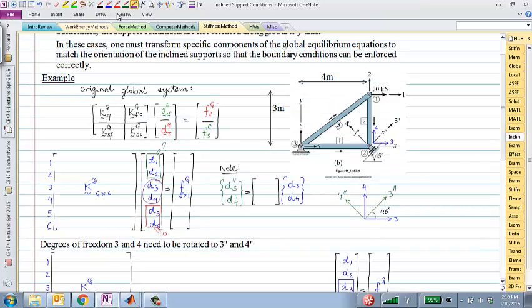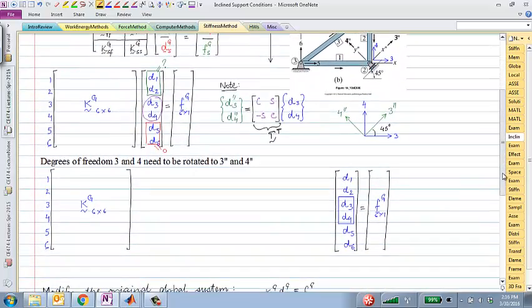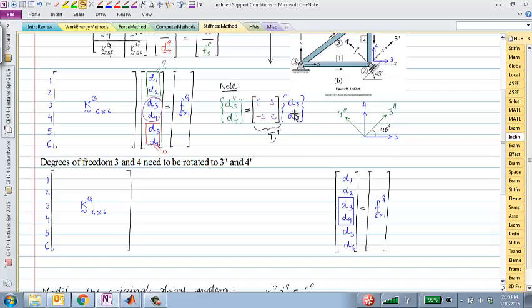So I need to have cosine, sine, minus sine, and cosine, and that happens to be T transpose. So what we'll do is, in order to convert only the 3 and 4 degrees of freedom, in order to convert the displacements only in those degrees of freedom, we'll pre-multiply it with a matrix that looks primarily like an identity matrix, right? So this is a 6 cross 6 identity matrix.